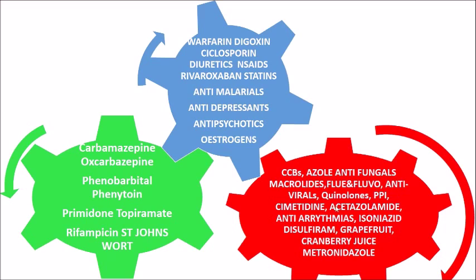For inhibitors, there are a lot. If you remember antifungals, macrolides, fluoxetine, and the selective serotonin reuptake inhibitors, and antivirals, quinolones, proton pump inhibitors, the H2 inhibitors, cimetidine, acetazolamide, antiarrhythmics, isoniazid, disulfiram, grapefruit, cranberry juice, metronidazole. There's a lot. But as I said, if you just remember the class of drugs, then you could remember most of them.